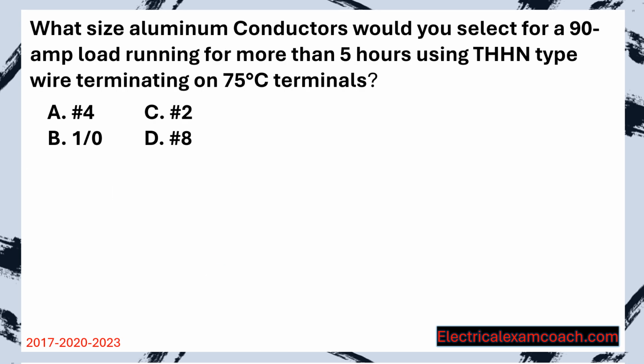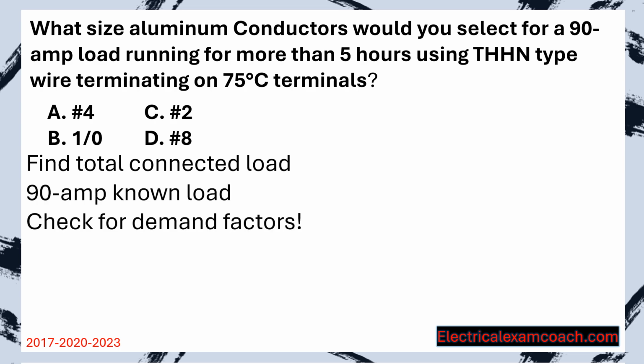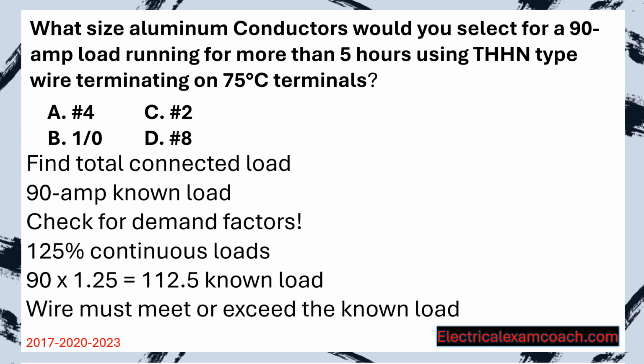What size aluminum conductors would you select for a 90 amp load running for more than 5 hours using THHN type wire terminating on 75 degree C terminals? Step 1, find the total connected load. Well, our starting known load is going to be 90 amps, but we must check for demand factors. In this case, we find out it's a continuous load. We're going to do our continuous load math. We take our starting known load multiplied by 1.25, and that's going to give us a new known load of 112.5 amps. Now, we have to remember that all of our wire must meet or exceed the known load.